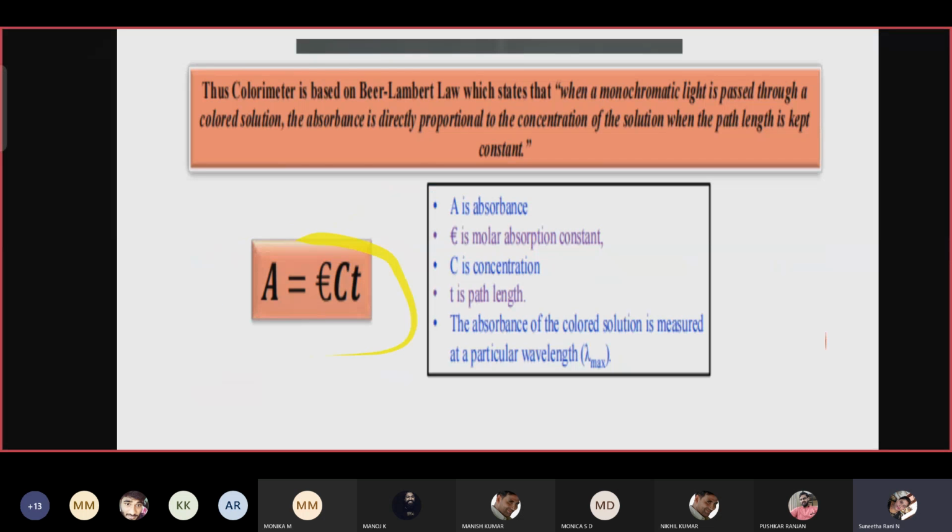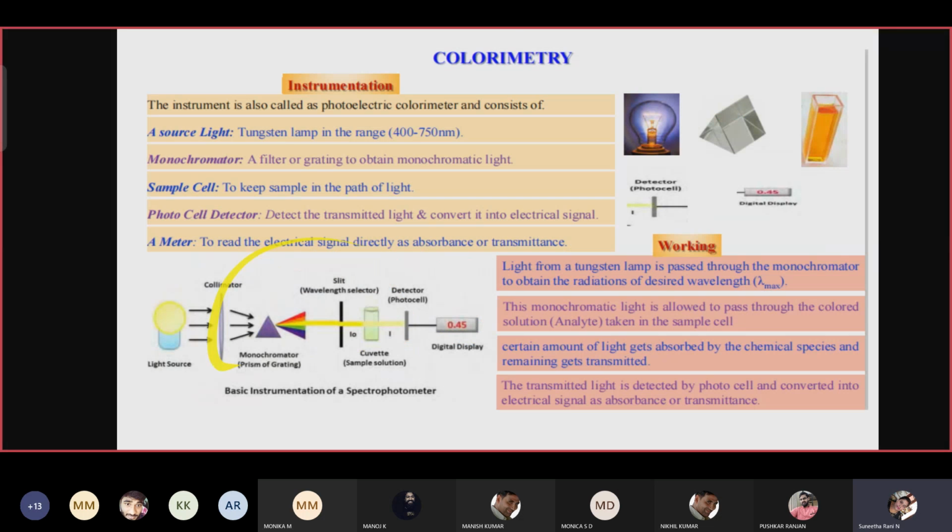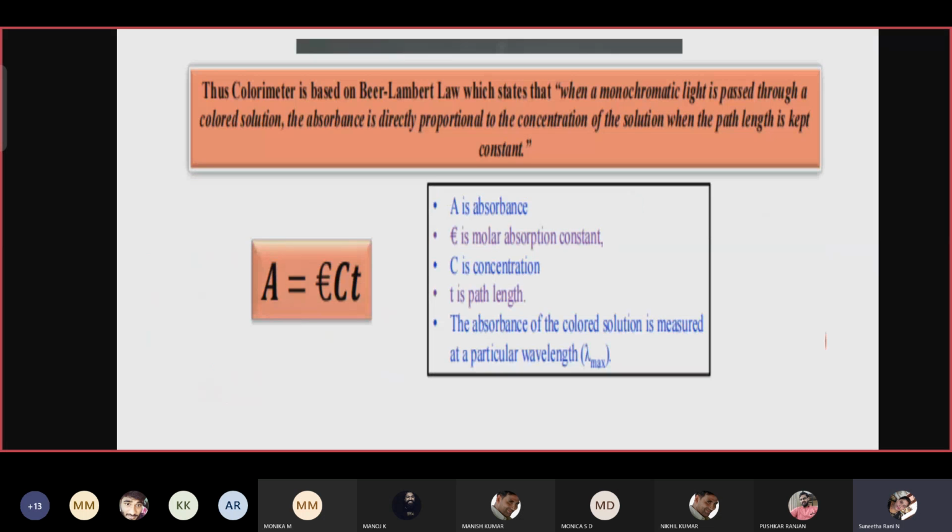So by using this equation, we will calculate how much the colored solution absorbs the light radiation, the monochromatic light radiation. This is the theory behind the colorimetric experiment. If you look at the instrumentation, here you can see the instrumentation. Shall I zoom?